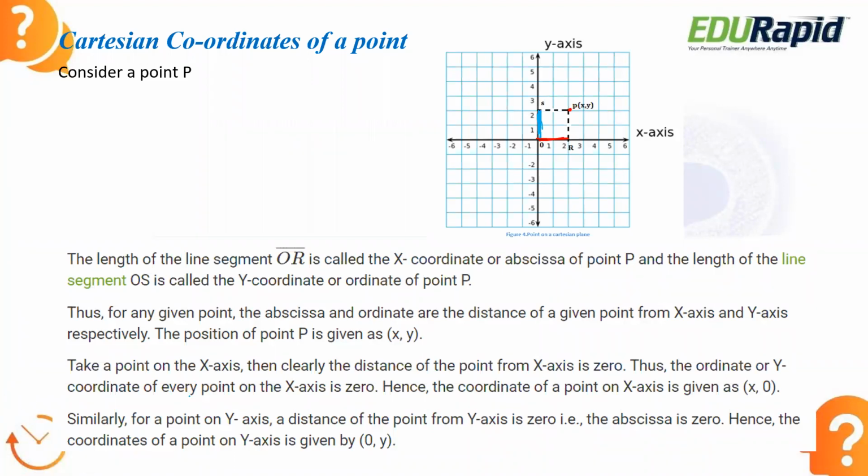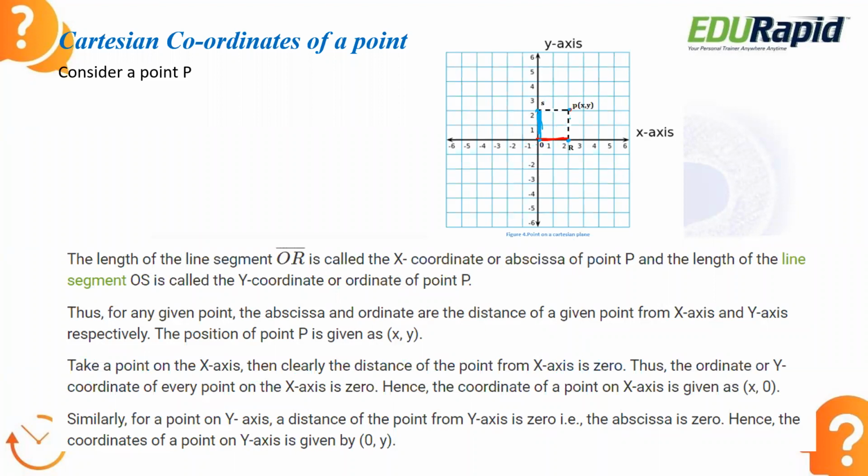Thus, for any given point, the abscissa and the ordinate are the distance of the point from the y-axis and x-axis respectively. So the position of P, if you consider this point P, the distance is from O to this point. Yes, this gives you the distance. So take a point on the x-axis, then clearly the distance of the point from the x-axis is 0.